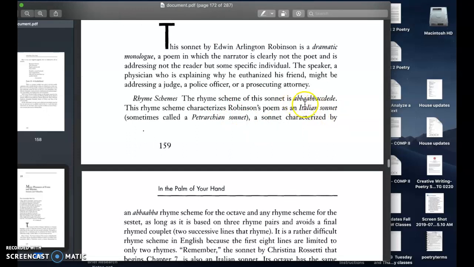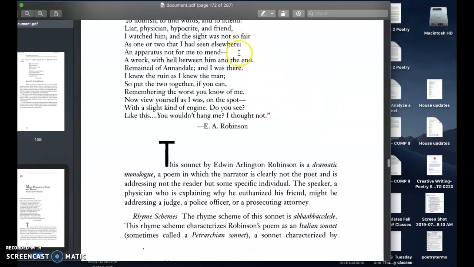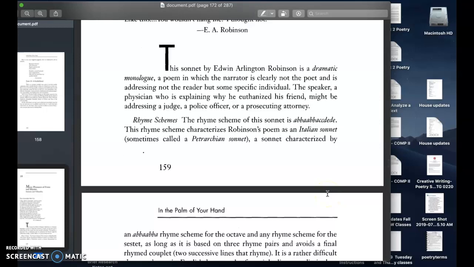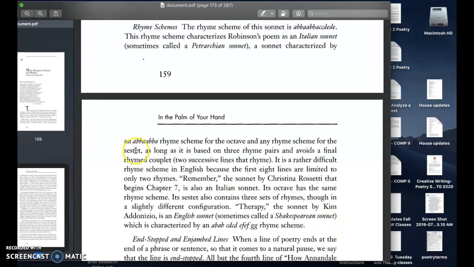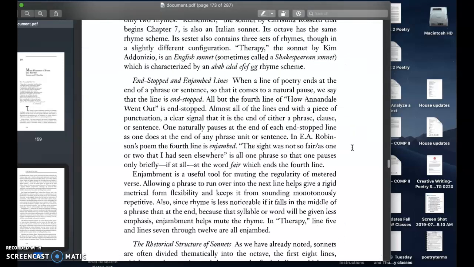You can see the rhyme scheme of the sonnet, and this one's a little more evident, especially when you read it out loud. It also characterizes this poem as what we call an Italian sonnet, sometimes referred to by its other name, a Petrarchan sonnet. That's characterized by this ABBA rhyme scheme in the octave, and a rhyme scheme for the sestet that's based on 3 rhyme pairs and avoids a final rhymed couplet. I know there's a lot of rules here. It's just part of the definition to remember. There are others you can identify that have the same parts too.